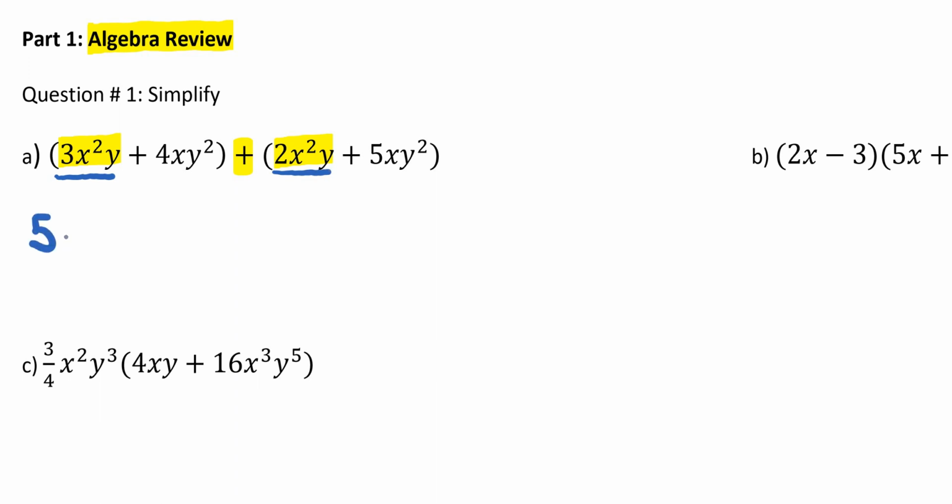So 5x squared y. And then we have our positive 4xy squared, and that will match up with the positive 5xy squared. And we're simply just adding the coefficients there. So 4 plus 5 is going to be 9. So 9xy squared. So we're simply just adding the coefficients in this first problem.